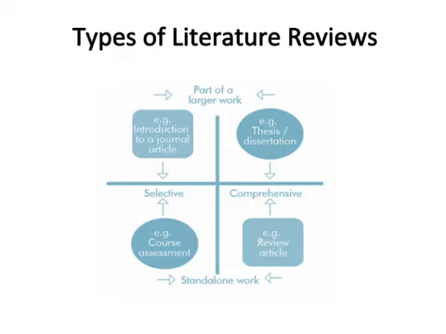Types of literature reviews. A literature review is either a part of a larger work or standalone work. The larger work is either a thesis or dissertation, or the introduction to a journal article. Standalone published works are selective or comprehensive. The example of selective is course assessment, while the example of comprehensive is review article. In short, standalone published works are variously titled or subtitled literature review, narrative review, integrative review, or systematic literature review.